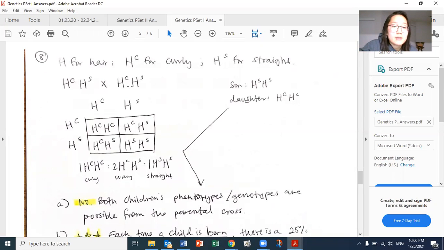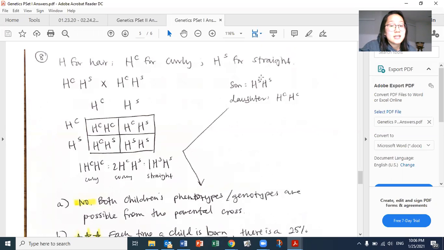So we know that both of the parents have wavy hair. So they're both HCHS. So you're going to do that Punnett square to show the possible genotypes of their offspring and then the possible phenotypes of their offspring. So if you cross them, you get a ratio of 1 HCHC, which is curly, to 2 HCHS, which is wavy, 1 HSHS, which is straight.